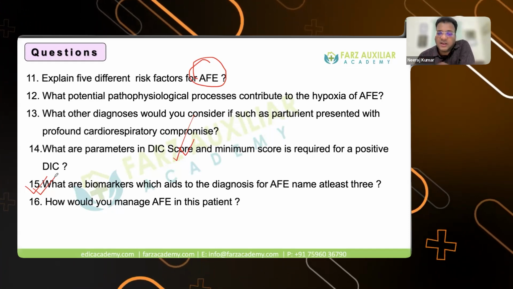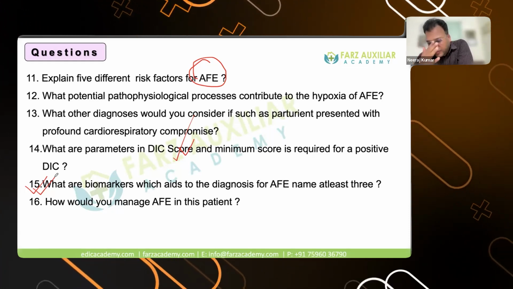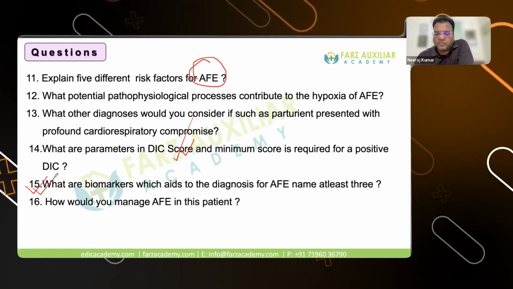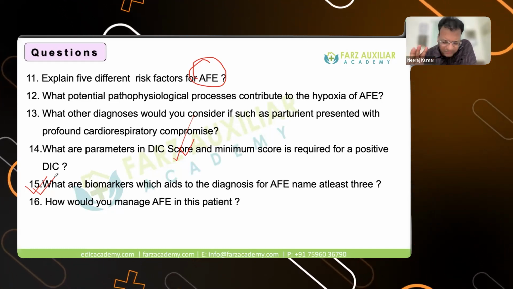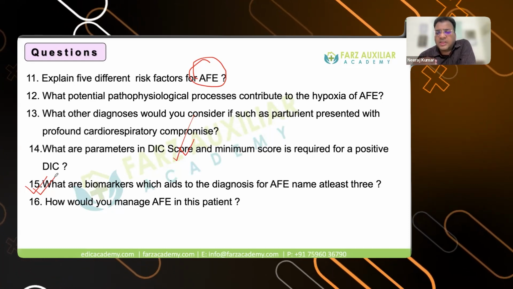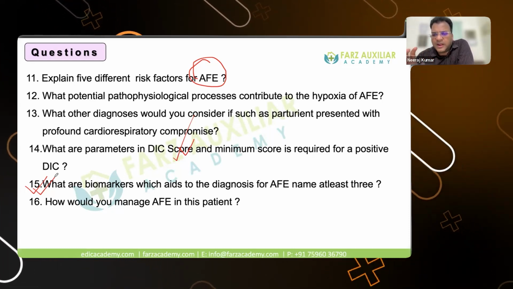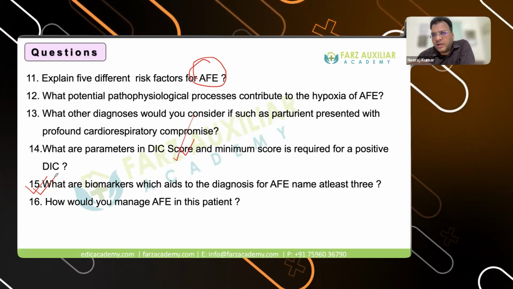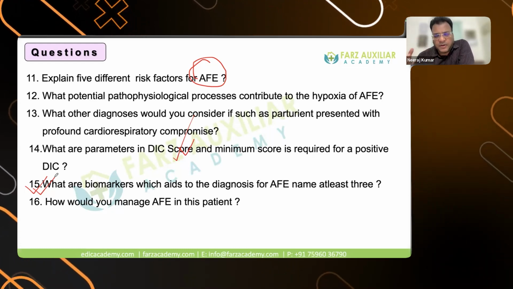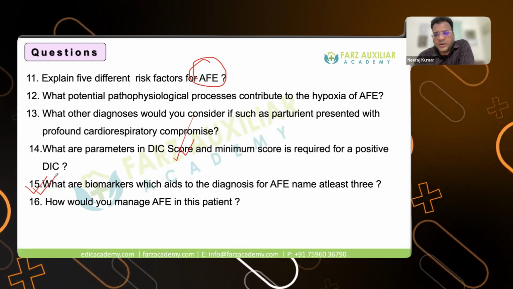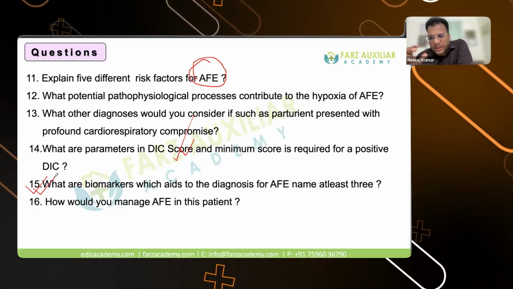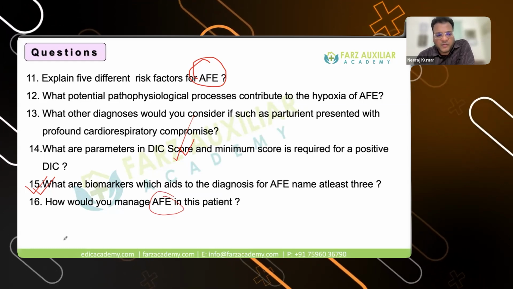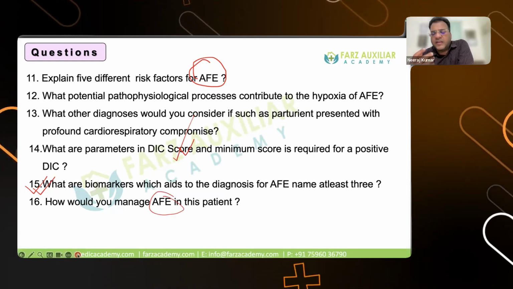I think the previous batch did not name any of the biomarkers because they said we haven't read about these biomarkers. I don't know from where you got this question, but just for sensitization, I have added this point so that you can name at least 1, 2 or 3 biomarkers. If you give good answers in the real-time EDIC2 exam, many examiners can ask: have you heard about these biomarkers, and how are you going to manage this AFE patient? So we will discuss AFE very briefly.